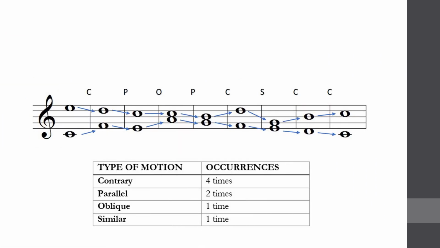Using any one type of motion for a long period of time is not only difficult to write, but it's also very tedious on the ear. Well-written counterpoint must have a variety of motion. Contrary motion will be used the most frequently and will be broken up by the other 3 types of motion. Study the following example and notice how frequently each type of motion occurs.